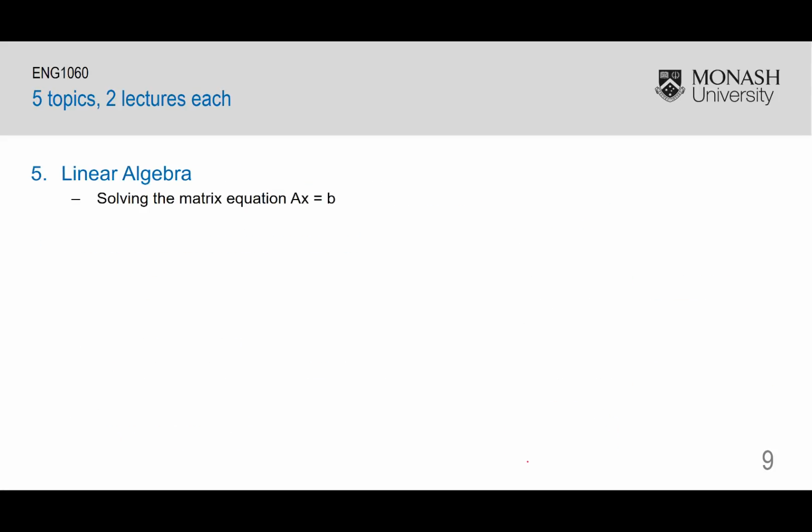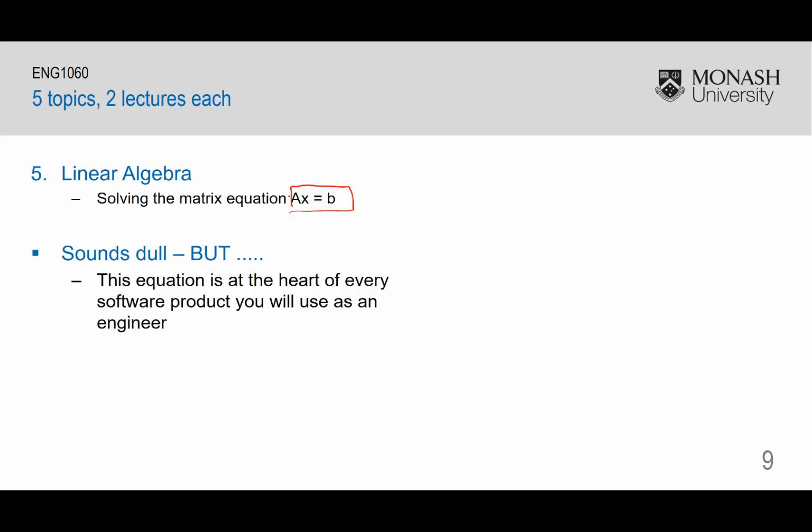And the final topic is linear algebra. Linear algebra predominantly revolves around solving a very simple equation: Ax = b, where A is a matrix, x is a vector of unknown quantities, and b is some right-hand side vector. It sounds like it should be simple. It sounds quite dull, but this equation is at the heart of nearly every software product you will use as an engineer. Anything that does anything technical, calculates stresses, strains, anything like that, you'll be solving equations like that inside the program.